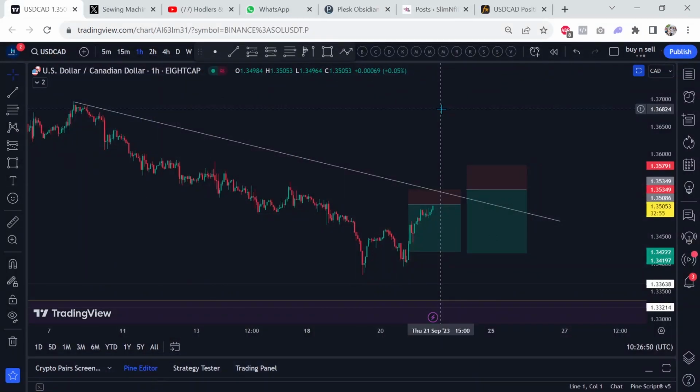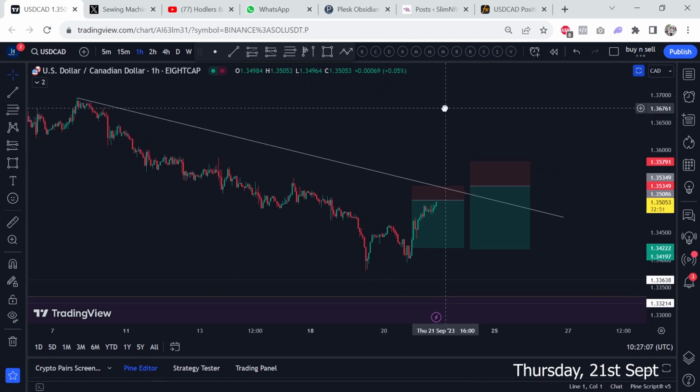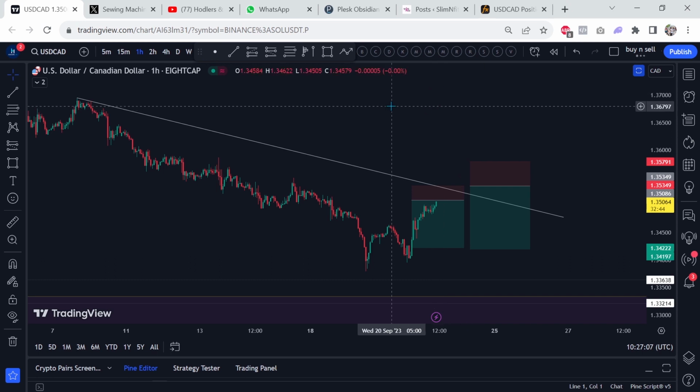So this is my first trade I'm going to be taking on my prop firm, and this is a USD CAD. I wanted to trade yesterday, but there was CPI and news and all of that, and I didn't want to be caught up in all of that noise, so I just left it.